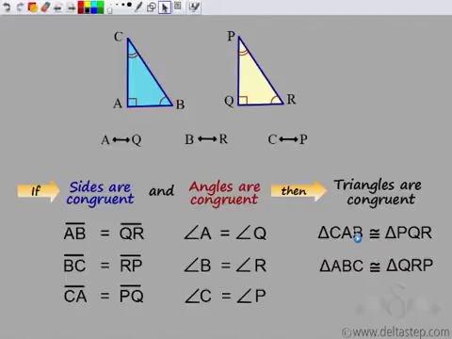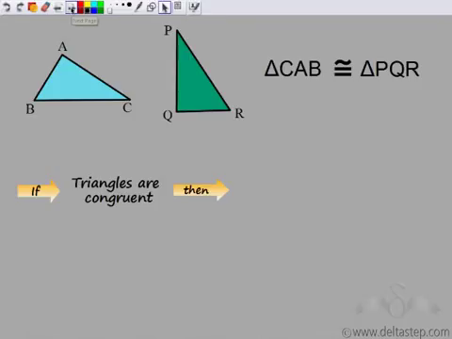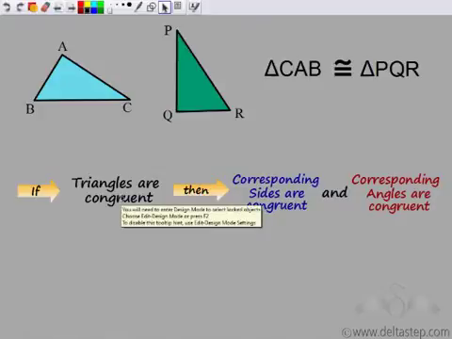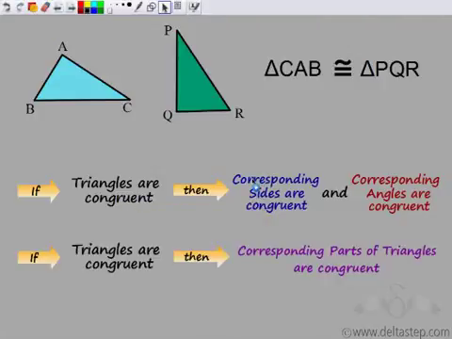And not just this, the converse also holds true. So if I am given that these two triangles are congruent, what can I say? That the corresponding sides and the corresponding angles would also be congruent. So I know that these two triangles are congruent, corresponding sides are congruent, corresponding angles are congruent. But now, rather than saying corresponding sides are congruent, corresponding angles are congruent, these sides and angles are nothing but parts of the triangle. So I can say that corresponding parts of the triangle are congruent.